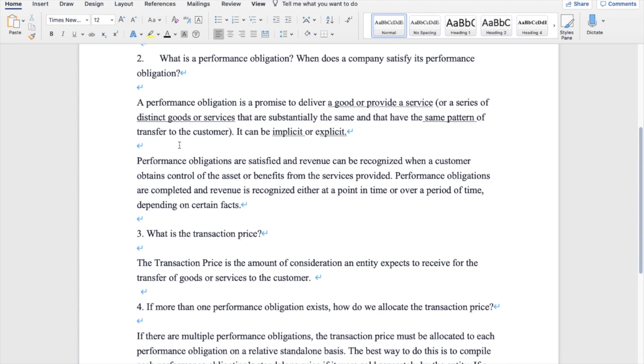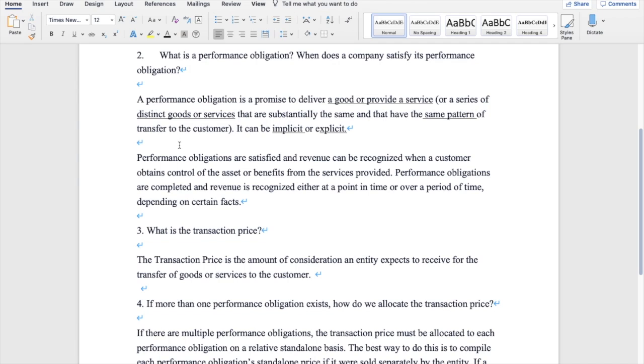And performance obligations are satisfied and revenue can be recognized when a customer obtains control of the asset or benefits from the services provided. Performance obligations are completed and revenue is recognized either at a point in time or over a period of time. It depends on certain facts.